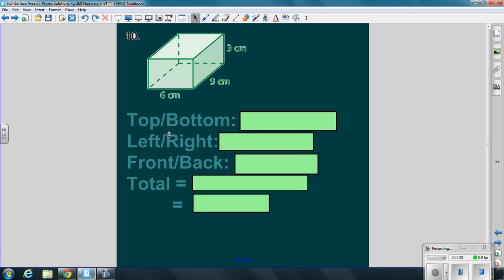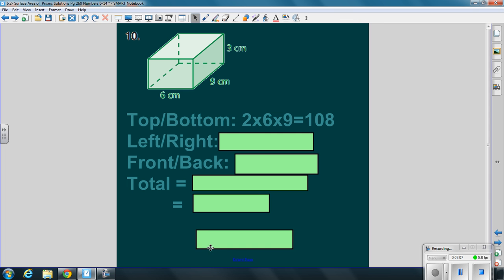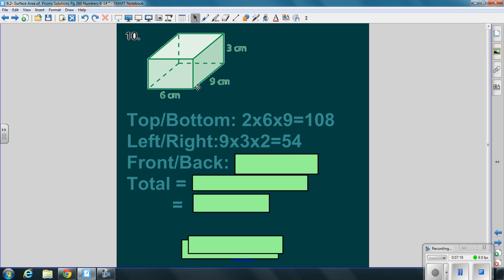Number 10, again, we have a rectangular prism. The top and bottom is 2 by 6 by 9. If this picture is a little fuzzy to see, it's probably easier if you look in your book. The left and right side, we have a 3 by 9. And there's 2 of those, left and right, to give us a total of 54.